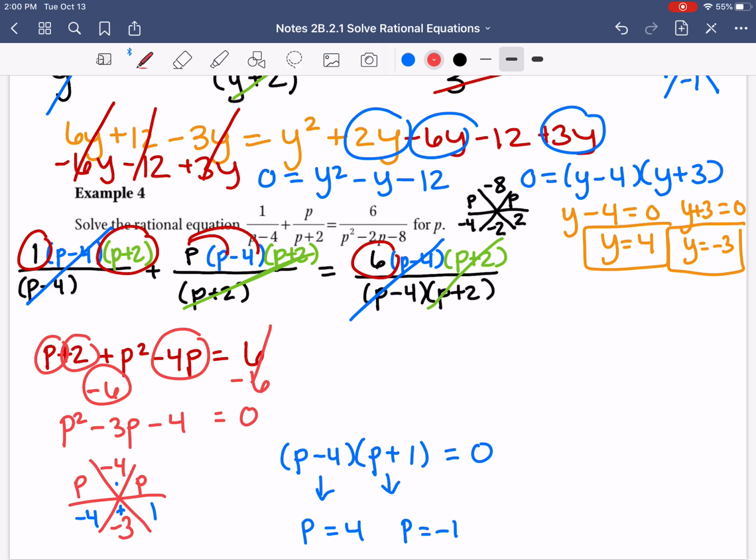Before I put my box around my answer, I should double check to make sure they're not extraneous. If I look at this first denominator, it said p minus 4. The invalid value for that would be positive 4. And we got that as one of our answers, so this one doesn't work. It's extraneous, an invalid, restricted value. Over here, the other invalid value would be negative 2. But the negative 1 is good. That one is not equal to negative 2, so that one works. This one right here would have the same invalid values, the 4 and the negative 2, so the negative 1 is good in the last one as well.